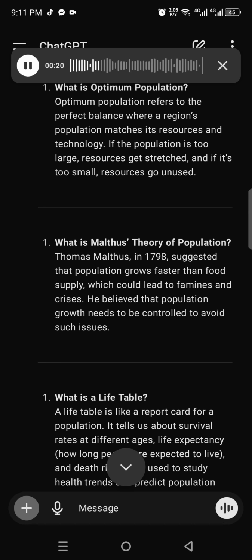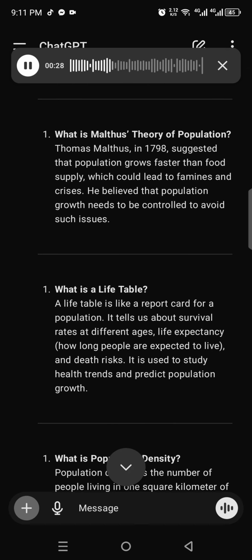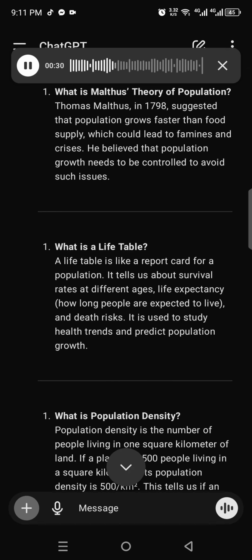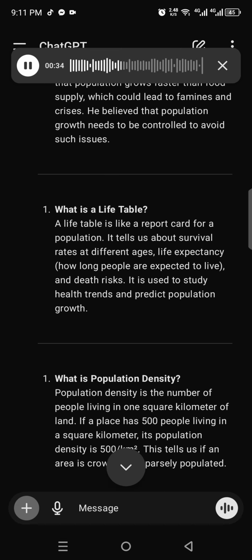2. What is Malthus's theory of population? Thomas Malthus, in 1798, suggested that population grows faster than food supply, which could lead to famines and crises. He believed that population growth needs to be controlled to avoid such issues.